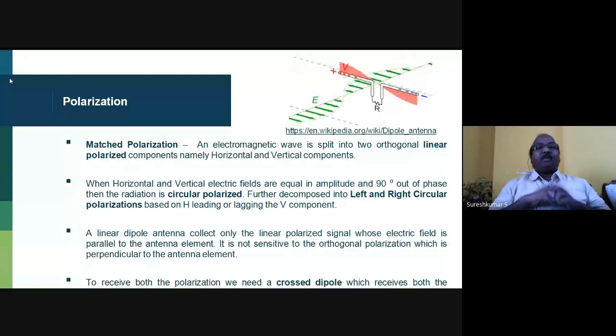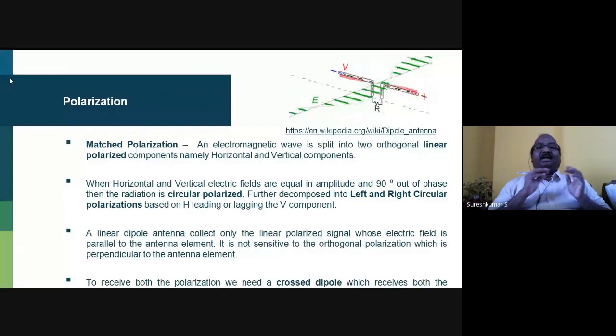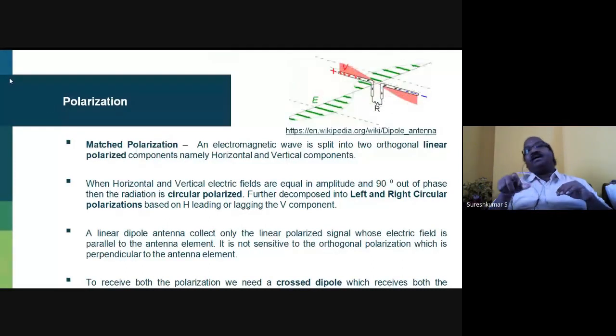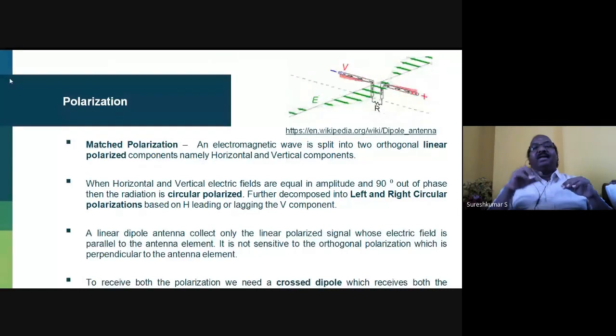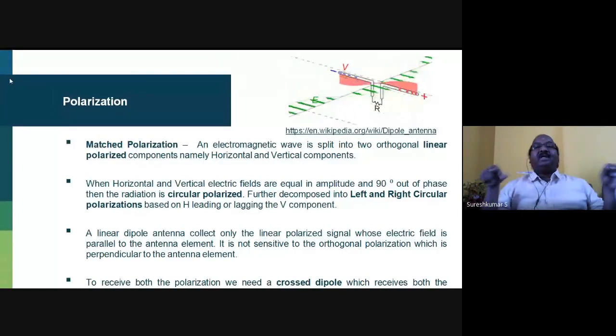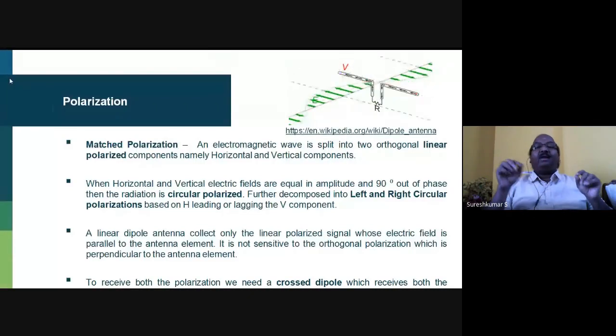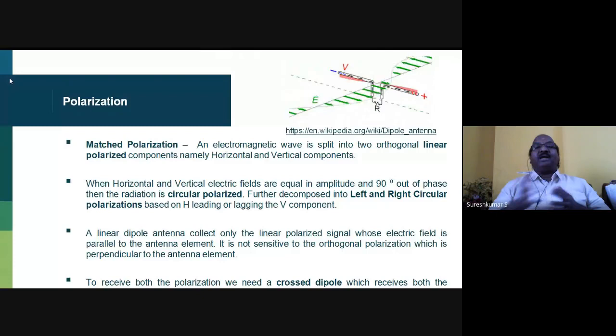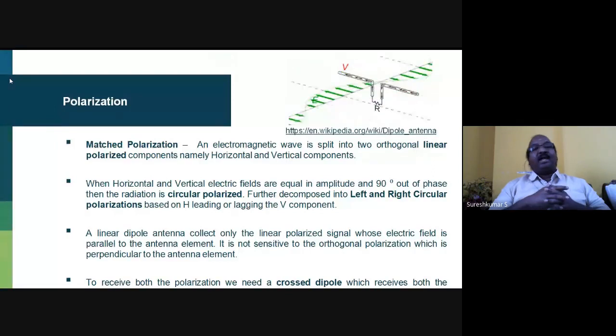Next, let us talk about polarization. Like your TV antenna, you keep the antenna horizontal, not vertical, because the TV transmission is in a horizontal plane. The electric field, as you see in that small video going behind, should be parallel to the elements, and only that electric field will induce current in your dipole. If your electric field is perpendicular to it, it won't induce a current in the dipole. This is what we call two orthogonal linearly polarized signals, called horizontal and vertical elements.